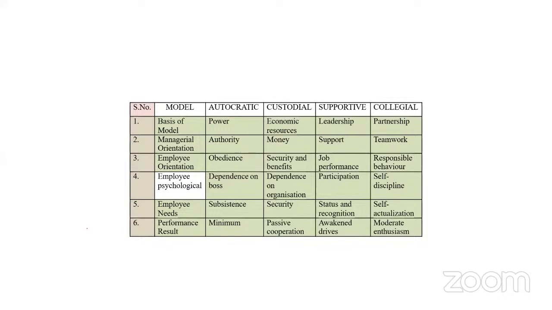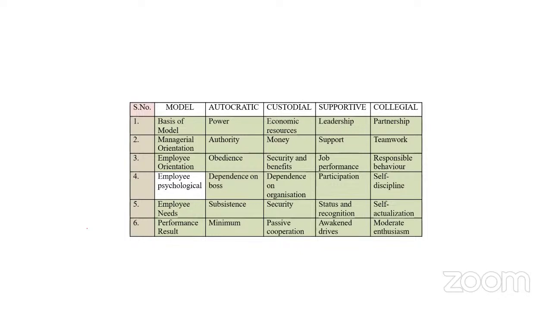So this picture gives you a brief comparison of the various models: autocratic, custodial, supportive, and collegial, from different aspects. As far as the basis of the model is concerned, in the autocratic model it was power. In the custodial model, it was economic resources. In the supportive model, it was leadership, and in the collegial model, it is partnership. So power was more important in the autocratic model. Money was more important in the custodial model. Effective leadership was more important in the supportive model, and building partnership was more important in the collegial model.